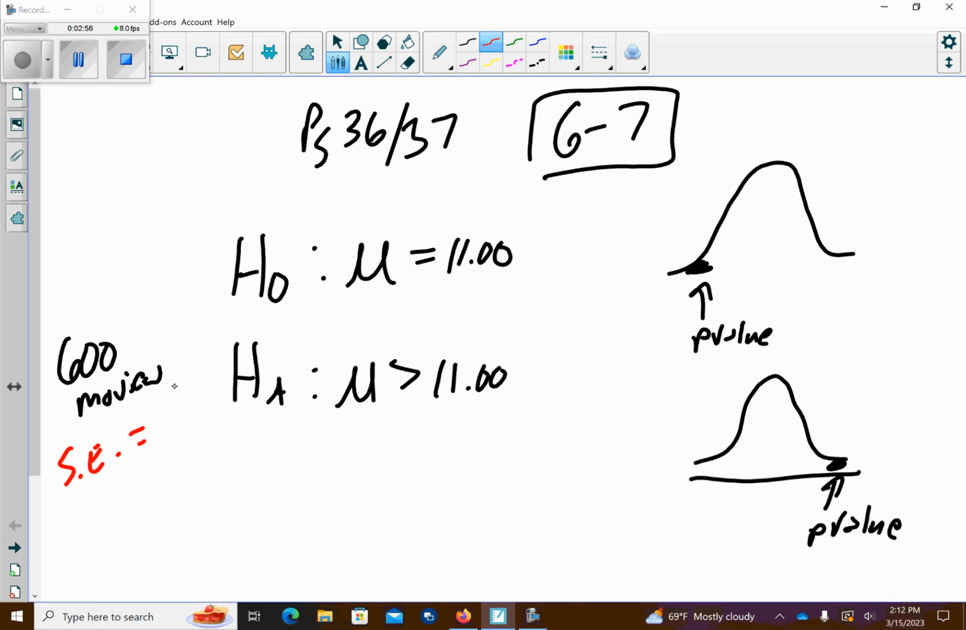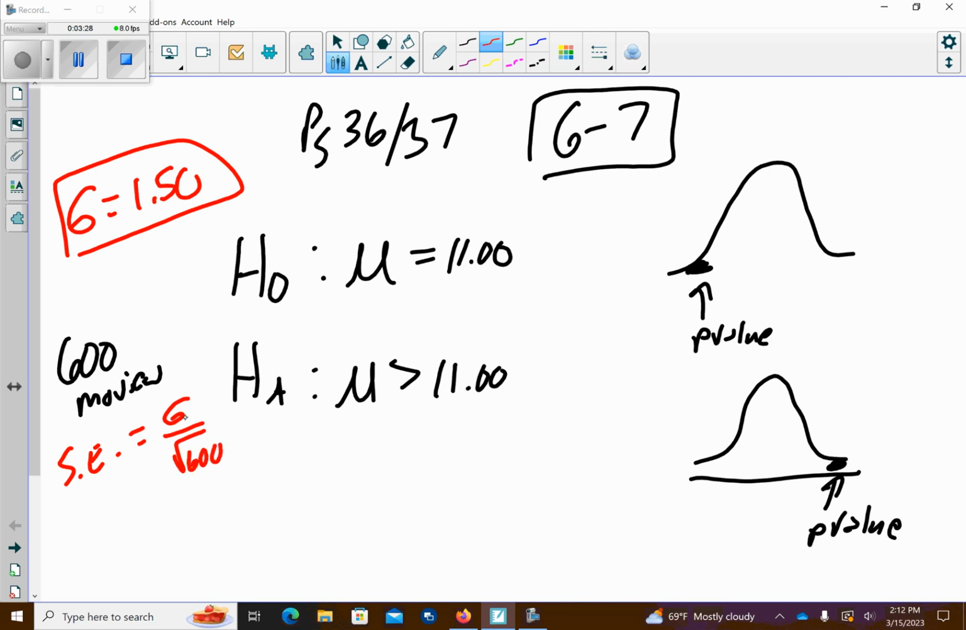So standard error is based on the standard deviation. I'm going to make one up on this one. I don't see it anywhere in there, so we might have forgotten to put it, but let's just make one up arbitrarily, and let's say $1.50. So my standard error is going to be the standard deviation over the square root of our sample size, 600. So I'm going to go $1.50 over the square root of 600.